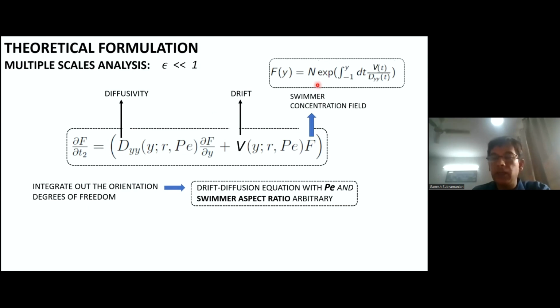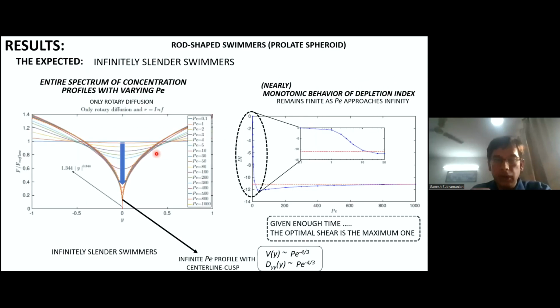And at steady state, you have a very simple concentration profile that's just related to the ratio of the drift to the diffusivity. Note that both the drift and the diffusivity depend on the swimmer aspect ratio and the Peclet number. So that's where the shape dependence and the strength of the flow come into play. We started out looking at infinitely slender swimmers, and this is something that had been looked at by earlier theoretical efforts also, that of Rachel Beeran, who's a speaker at this conference, and David Saint-Jean. And we found overall consistency with the experiments as far as the concentration profile is concerned.